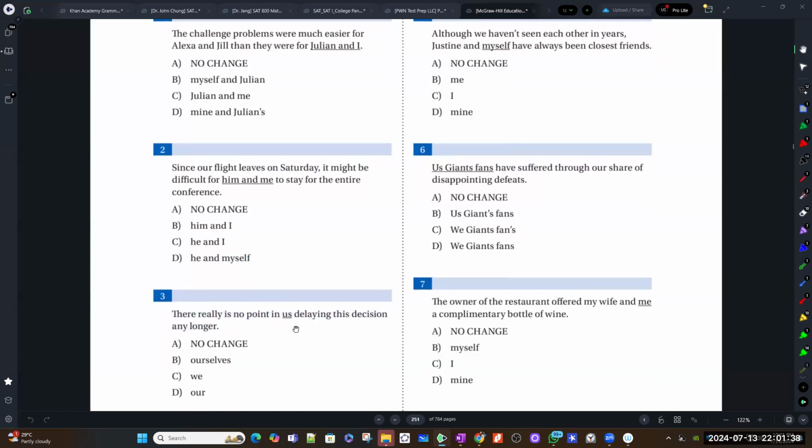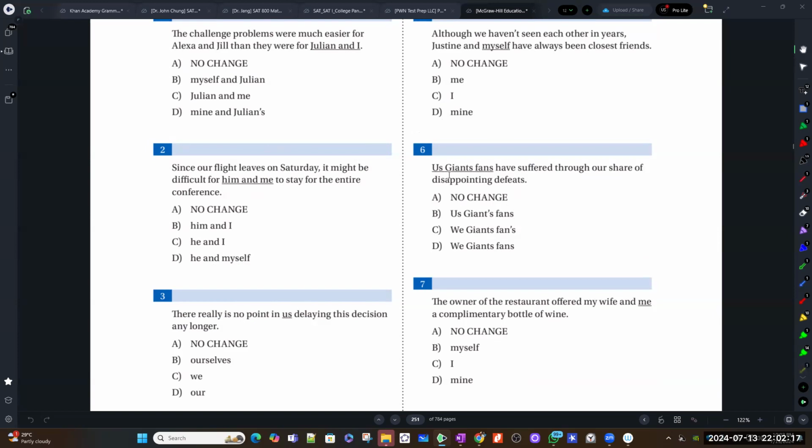There is no point in our delaying. Although we haven't seen each other in years, Justin and what? Justin and what? Yes, Fatma, Justin and I.